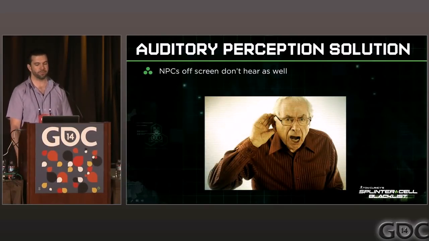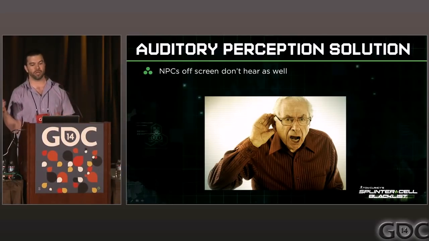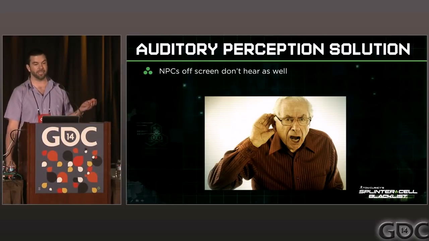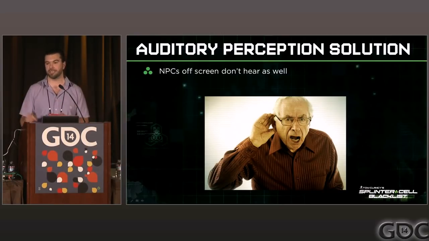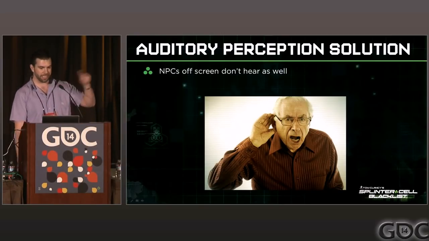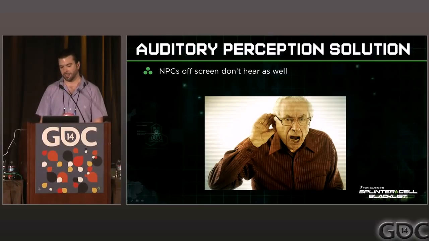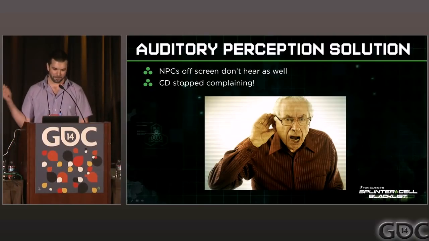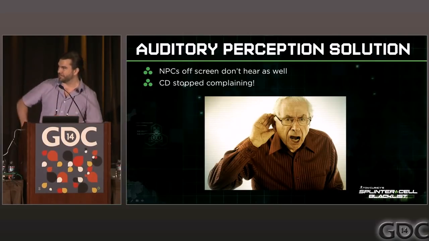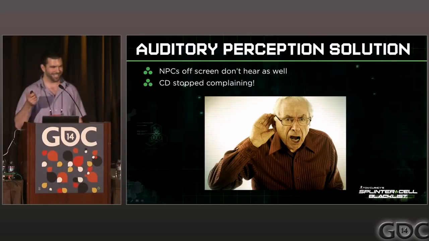The first thing we did was that NPCs that are off-screen and far enough away from the player that it's plausible that they didn't hear had their hearing reduced by half for some events. And we actually applied this to some indirect visual events as well, like seeing an NPC get shot. The result was that the game instantly became more fun, and almost as important for me, our creative director stopped complaining. By the way, that image is not supposed to be our creative director complaining. That's an NPC you can't hear.